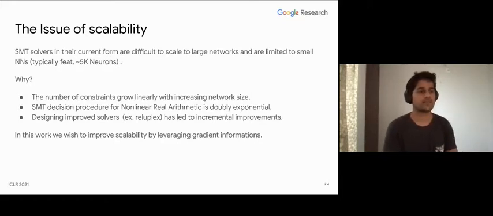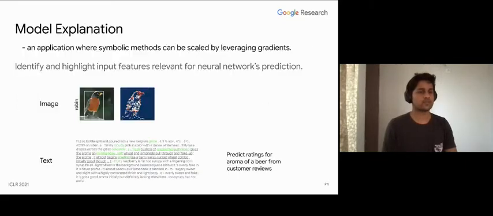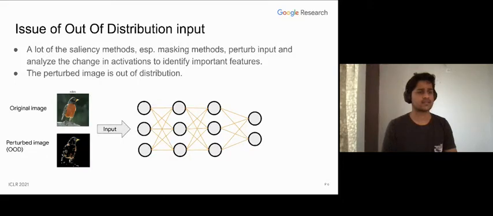Model explanation deals with identifying and highlighting input features relevant for a neural network's prediction. A lot of the existing saliency methods generate such explanations by perturbing the input and analyzing the change in the final layer activations. Since the perturbed input is often out of distribution, the generated explanation isn't very reliable. We wish to fix this problem in our proposed method.